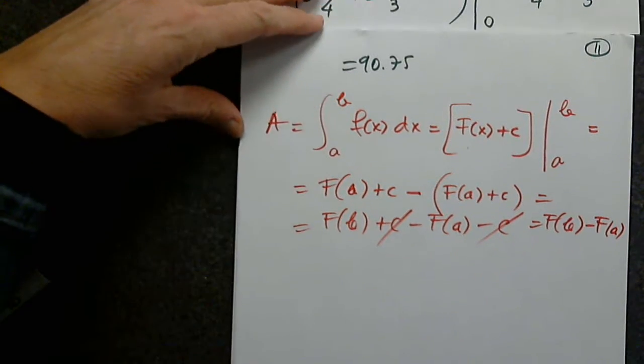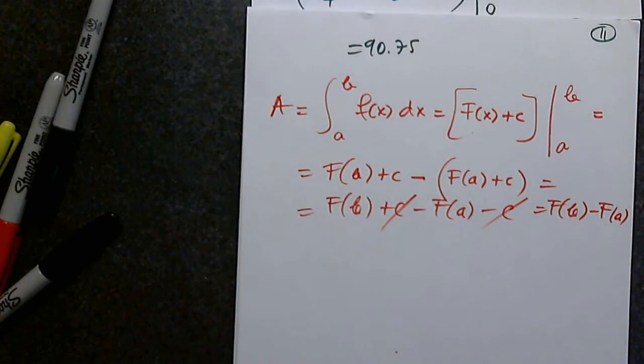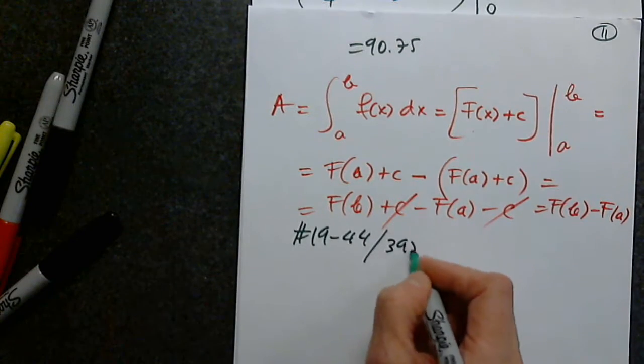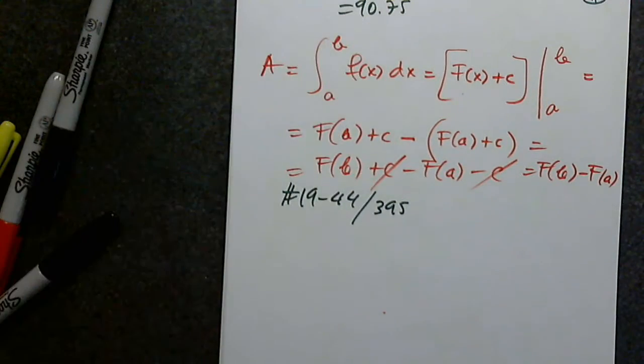Ready to practice this? Okay. So we are calculating definite integrals, and the answer has to be a number. On page 395, let's choose anything you want from 19 through 44. 19 through 44 on page 395. 31. 31 it is. Very good.